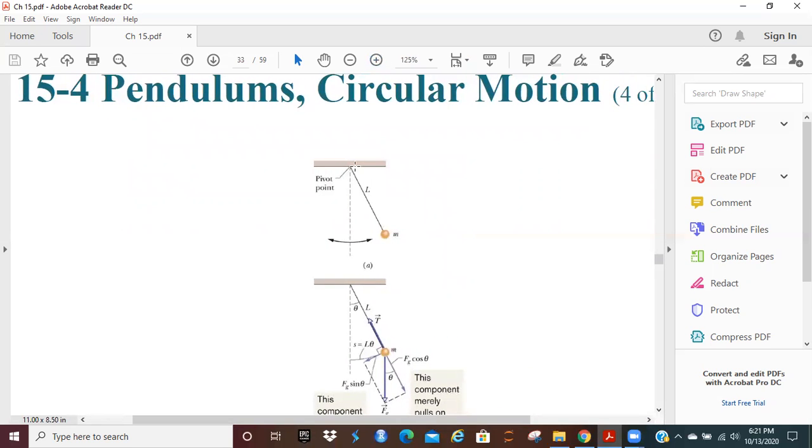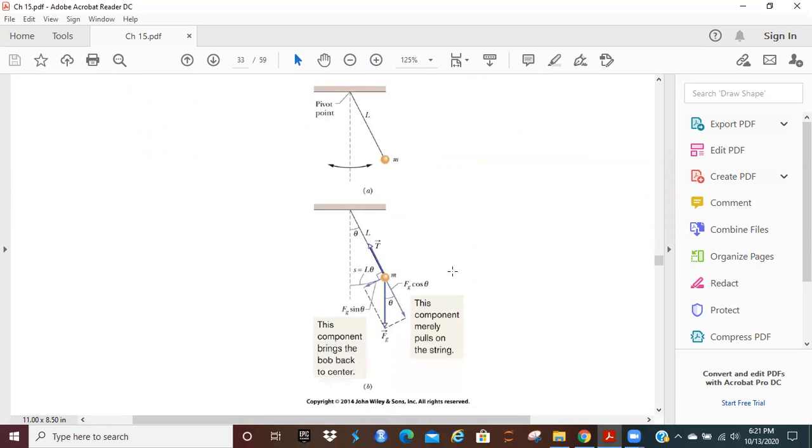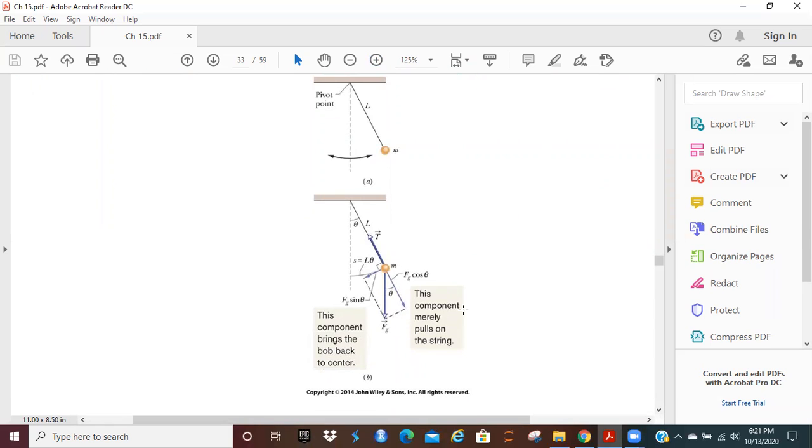So we've got our pivot point here, we've got a length L, we've got a mass M. You've got gravity acting on this particular bob. You've got theta, which is going to be s divided by L, the arc length that's traced out. You've got the tension acting here, the angle theta that's created, and the mass M. And the force of gravity is pointing down. So if we figure out the orthogonal components here and here, this component right here is what's going to try to bring it back to the center. This just pulls on the string.